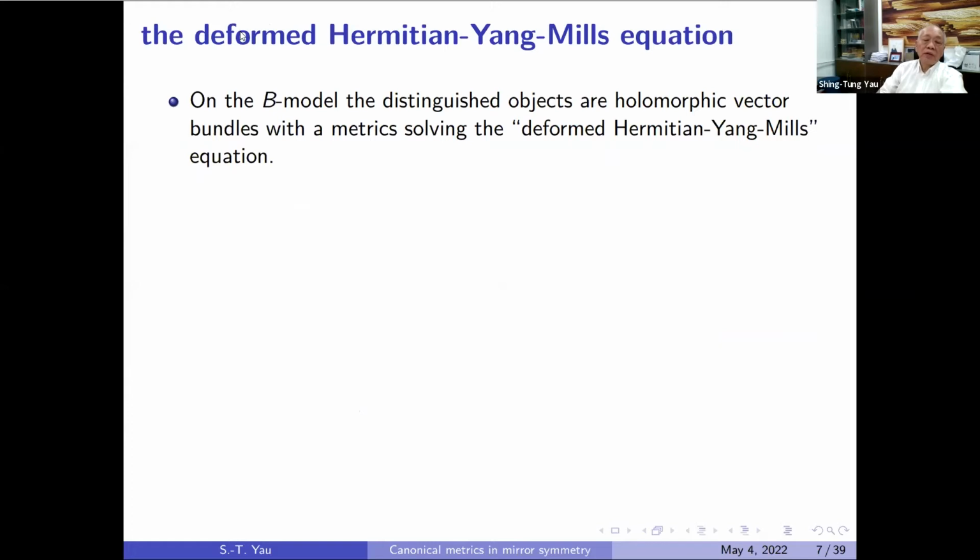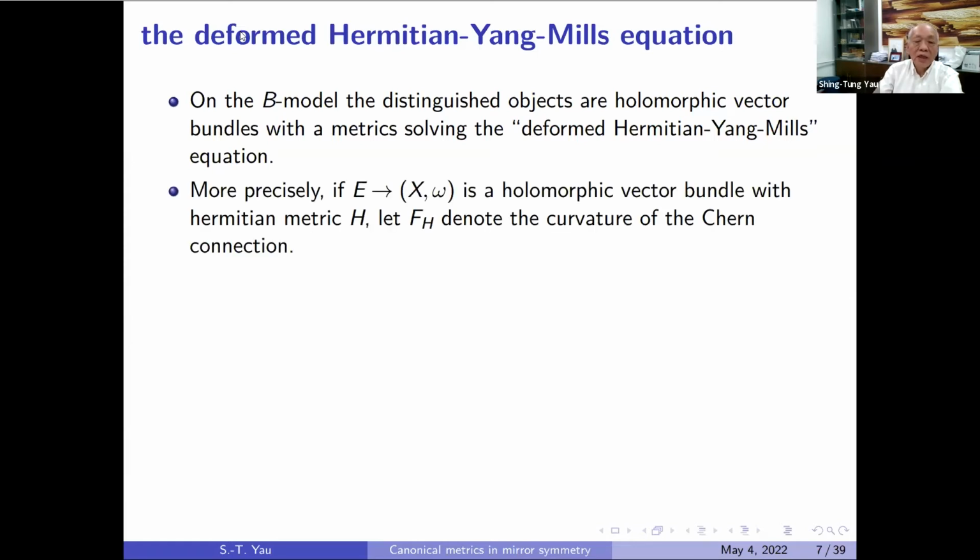Now let's look at the mirror part of the model. The special Lagrangian appears in the A model, and if you look at the B model part, it has distinguished objects: holomorphic vector bundles with a metric which will solve the deformed Hermitian-Yang-Mills equation. I'm not sure this is the best name for it, because it's very close to Hermitian-Yang-Mills but not exactly, so you deform it. In some sense it's a deformed Hermitian-Yang-Mills, but anyway, we stick with this name.